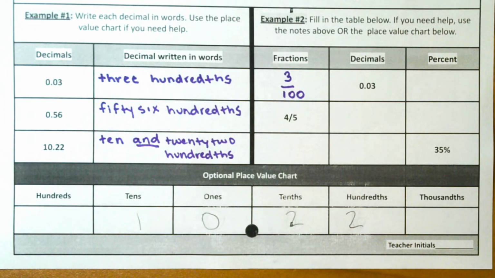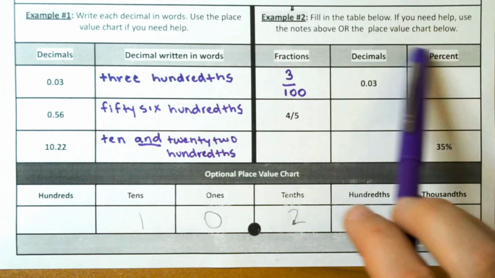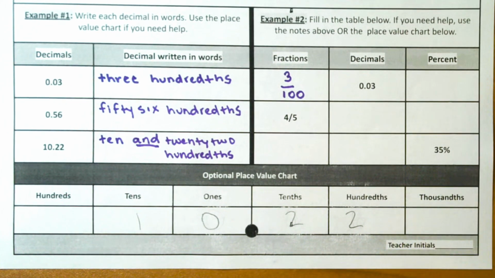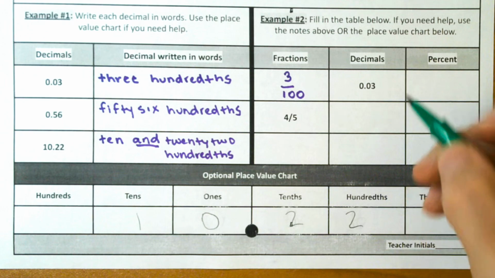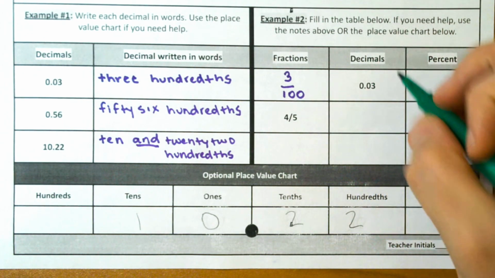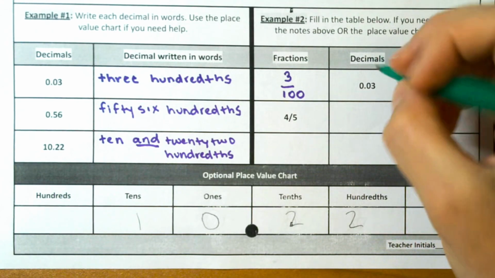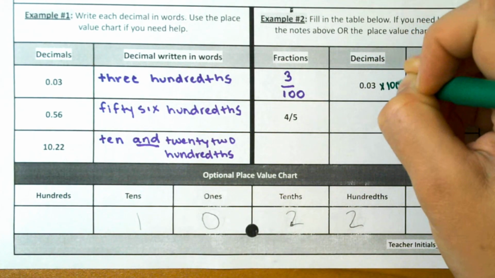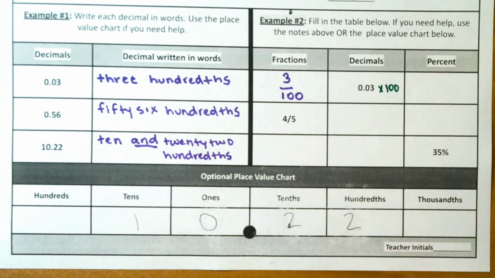Once you have this down, I want you to pause again and then use your notes at the top to fill in this chart. All right, let's go over our answers for example 2. We already filled in 3 hundredths for our fraction. To go from a decimal to a percent, we can multiply by 100, and you should have gotten 3%.